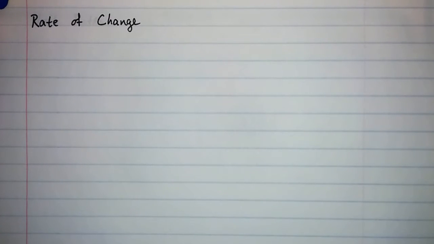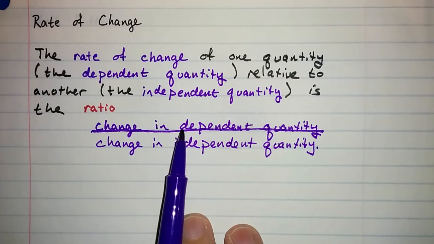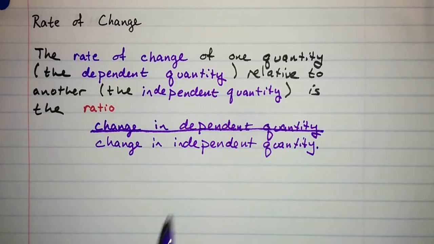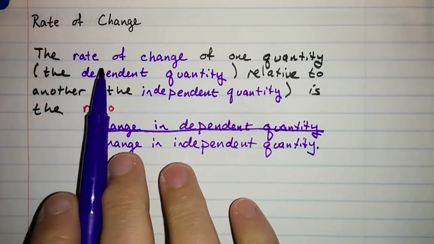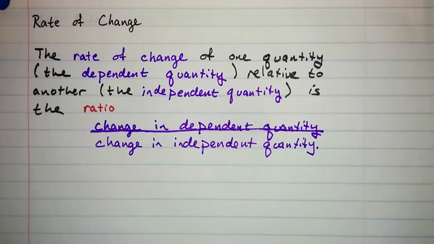Other than being proportional, another way that quantities can maintain the same relationship as each quantity changes is to change at the same rate. What is a rate of change? The rate of change of one quantity relative to another is the change in the dependent quantity over the change in the independent quantity. When we describe a rate of change, we describe it as being the rate of change in a dependent quantity relative to the change in an independent quantity.